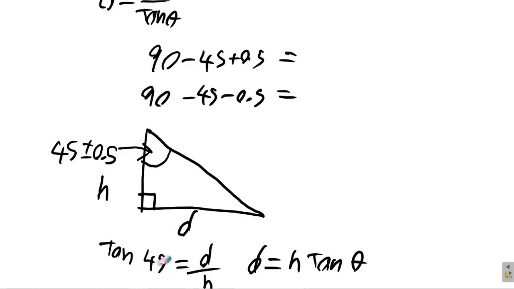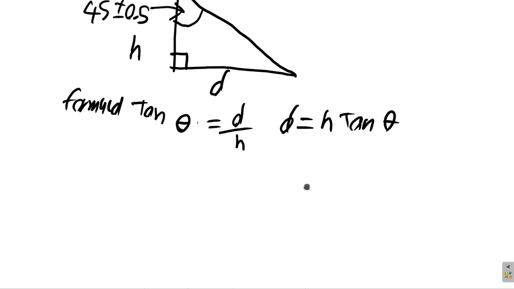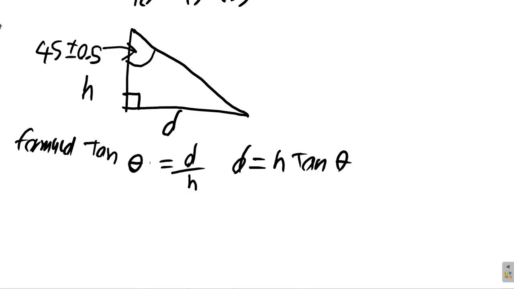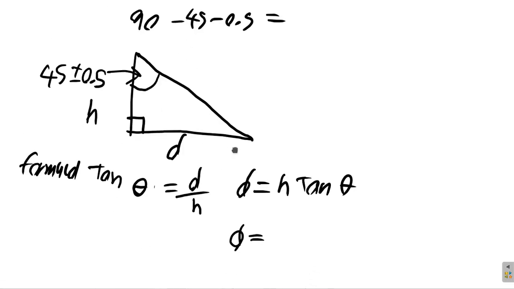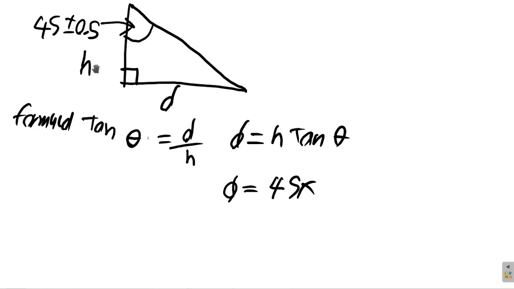I told you, and I do it myself though, that when we want the formula, don't put the numbers in the formula. Put in just letters because we want a general formula. Alright? Now, the nominal value D would be h, which is 45, times the tan of 45 degrees.